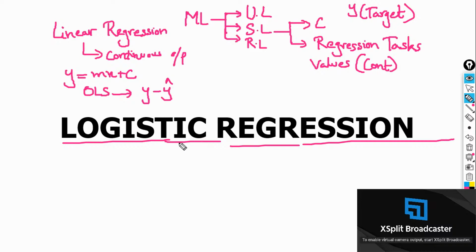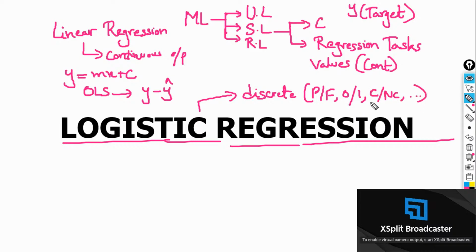But when is logistic regression used? Logistic regression is used for classification tasks, isn't it? If the values in your y column, your output column, are discrete and fixed, for example pass, fail, 0, 1, cancer, no cancer, in this way, if you have a binary class, the values are discrete and binary, then logistic regression is preferred.